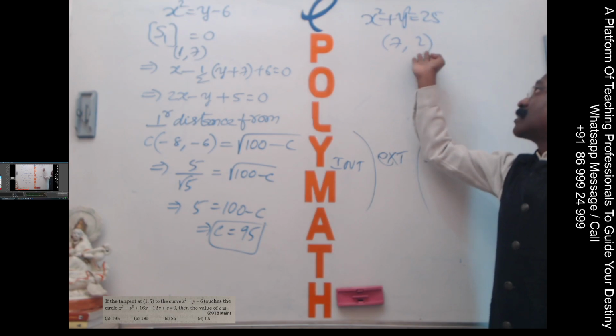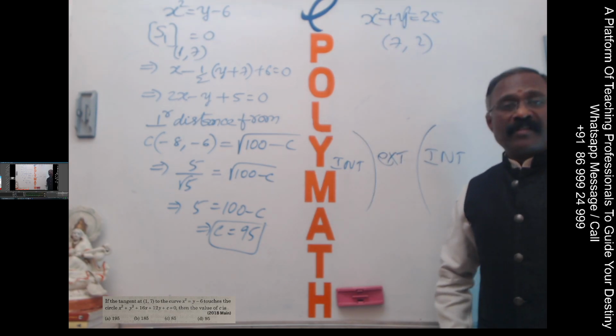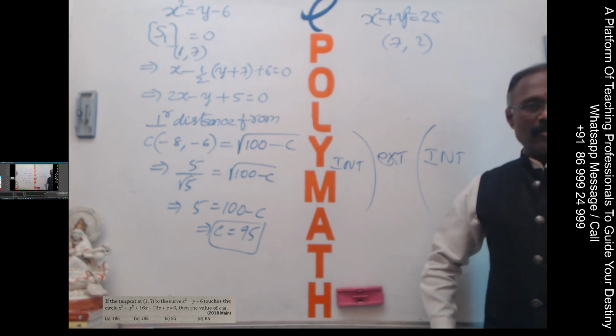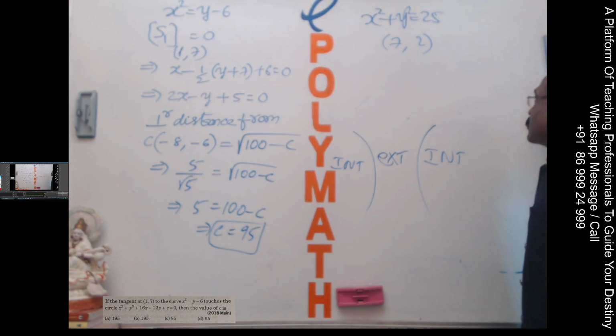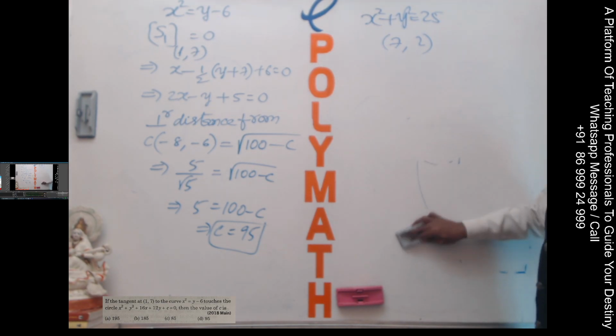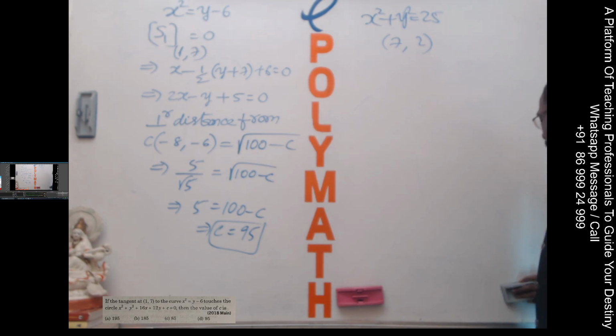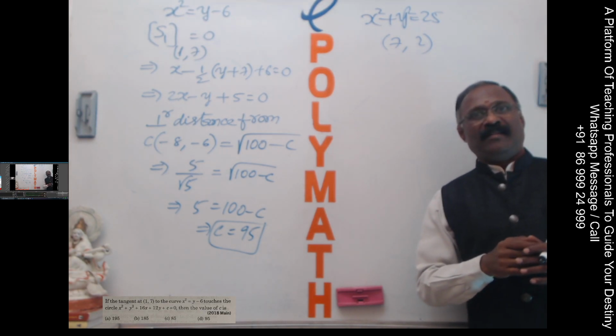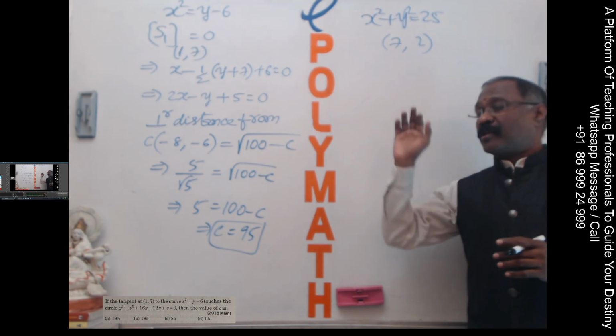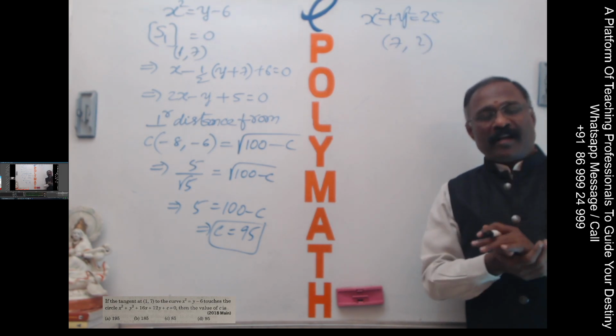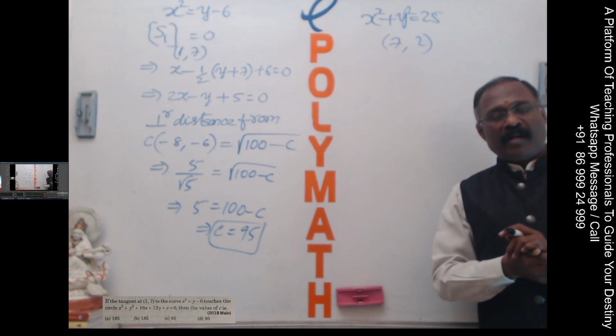7 square plus 4, 49, 53 minus 25, positive. I am getting S11 positive, and hence I have taken the point as 7, 2. Now, my intention is to find the equation of the tangent drawn to the circle from this point.